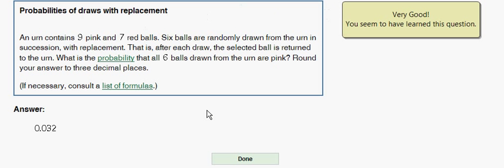And we can see that ALEKS is happy. This has been probabilities of draws with replacement.